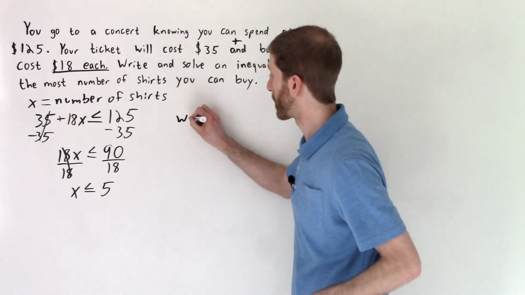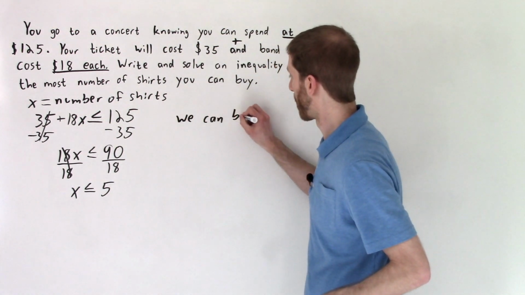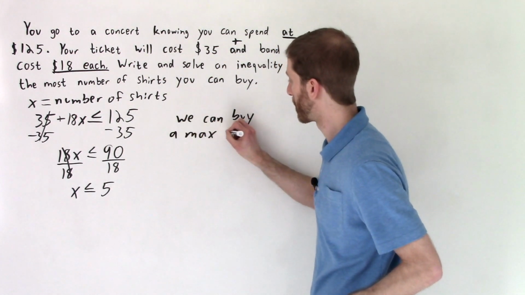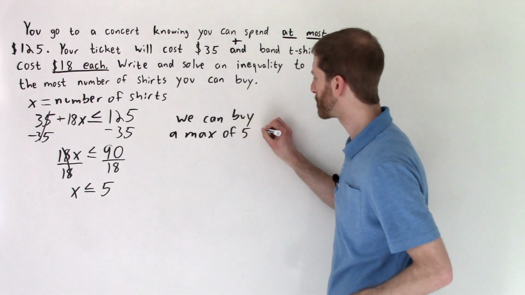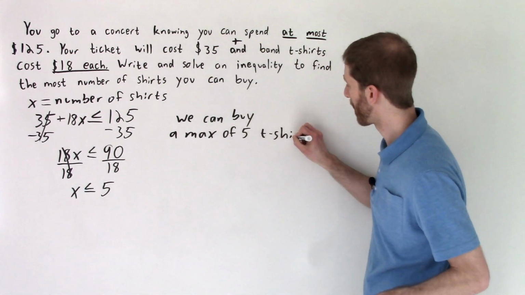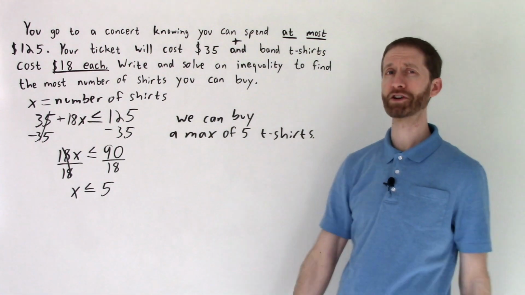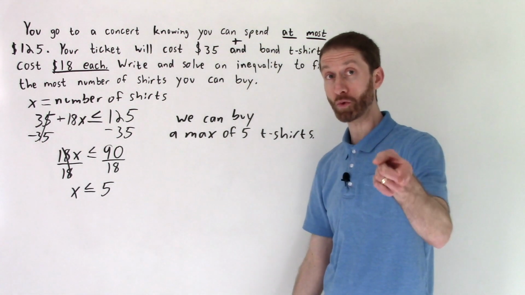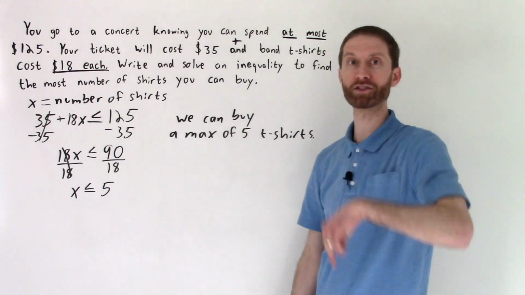So I'd write a sentence like, we can buy a maximum or a max of 5 shirts. And I'm assuming that these shirts that you're buying are different. Otherwise, it's kind of strange that you're buying 5 of the same shirt. Just a thought. We are going to go to a second word problem on the other side of this video.